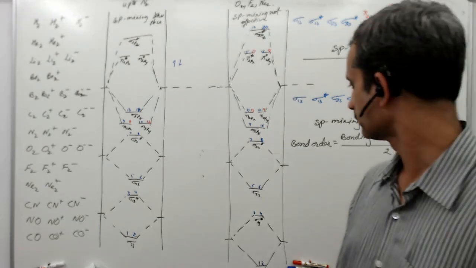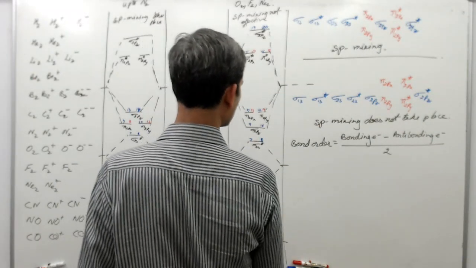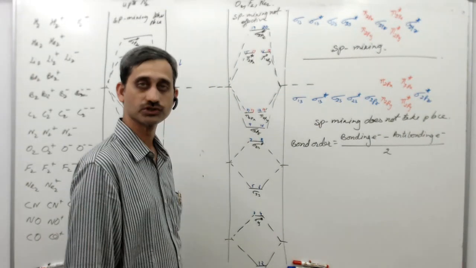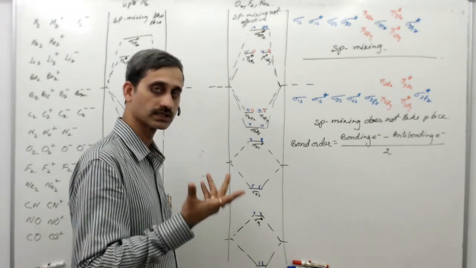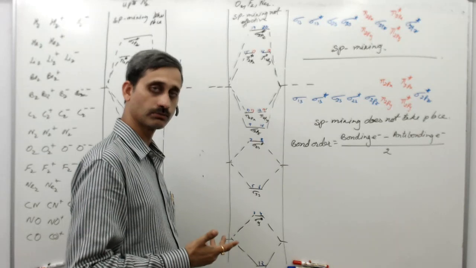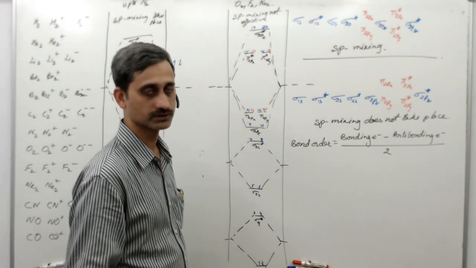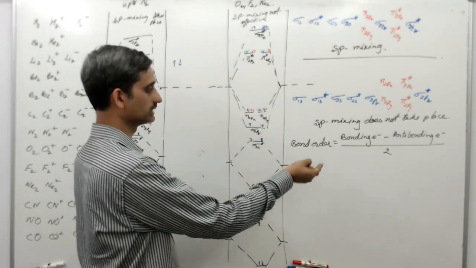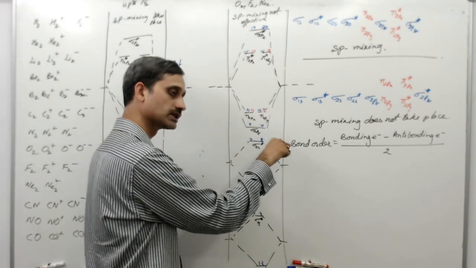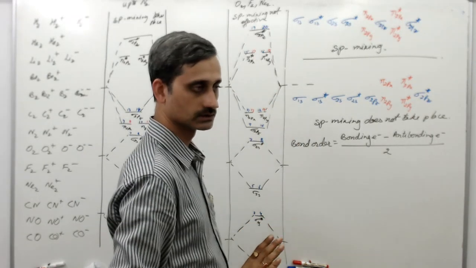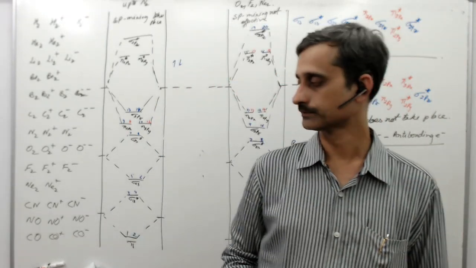Now once you have got the bond order, remember, higher the bond order, more is the bond strength. More is the bond strength, shorter is the bond. Shorter is the bond, more is the bond energy. So more is the bond order, more is the bond strength, more is the bond energy, and shorter is the bond. Is it clear? Clear? Yes, sir.